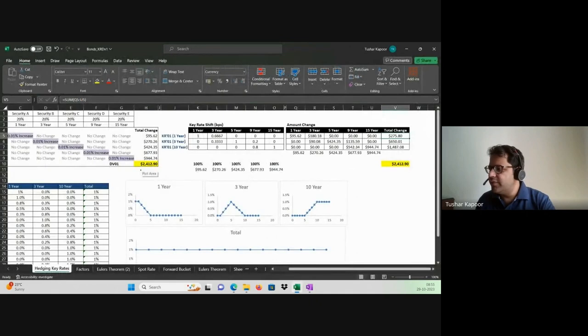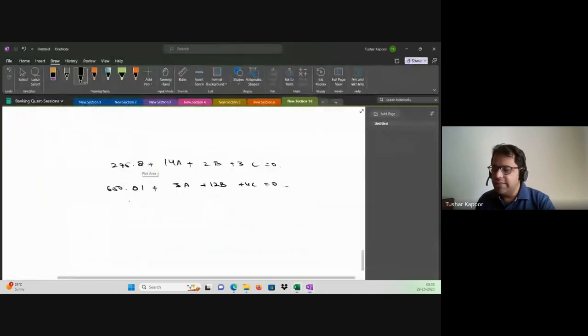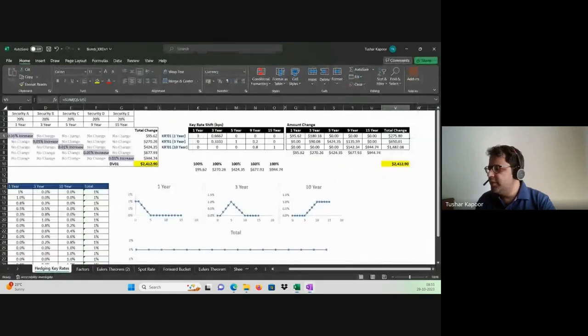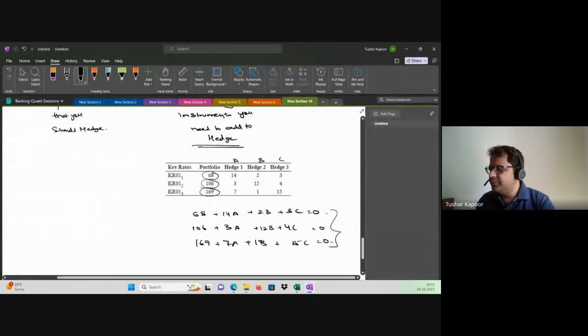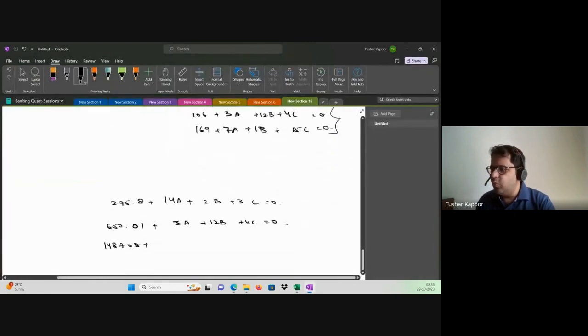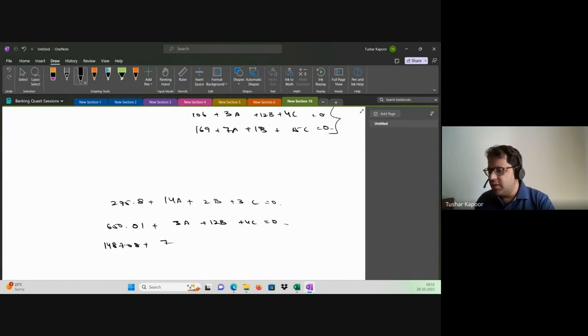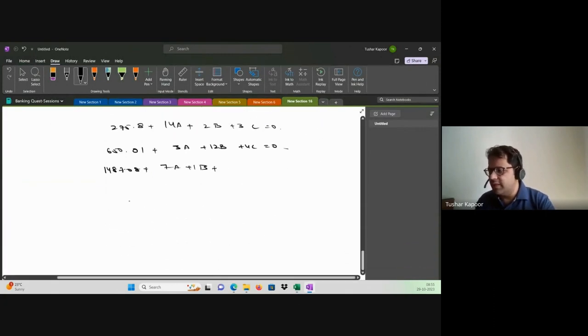And the third situation that we have is 1487.08, 1487.08 plus 7A + 1B and 15C. All of this should come up to 0. Now, if we solve for these, you will get your answer.